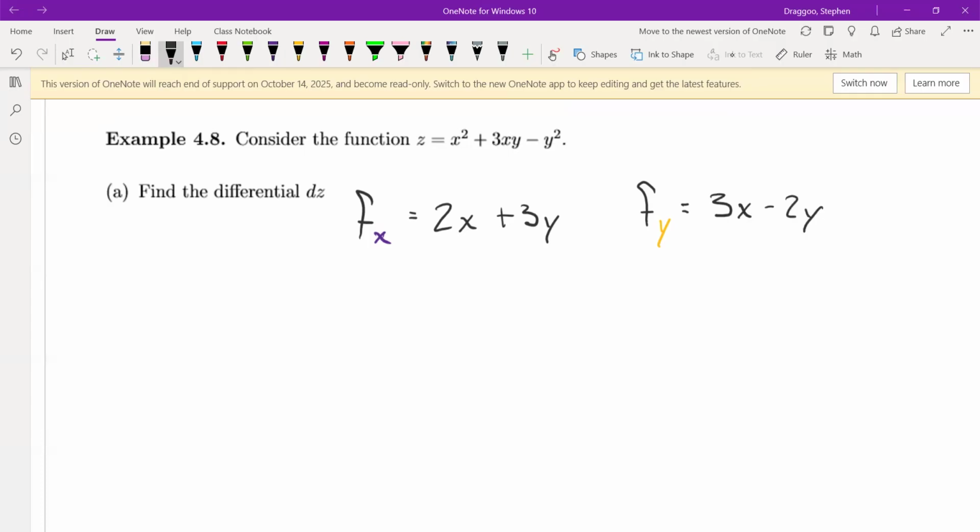And now I'm going to go get dz. So dz, the smallest change in z, is equal to 2x plus 3y times the smallest change in x plus 3x minus 2y times the smallest change in y.